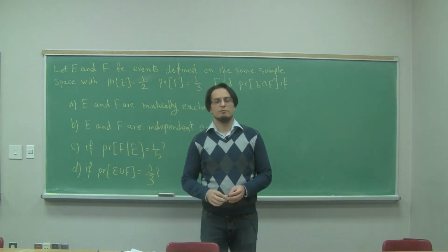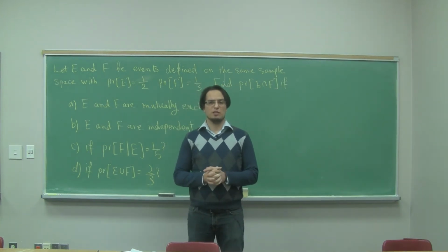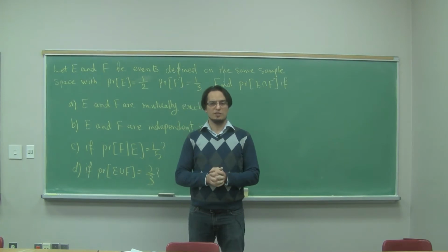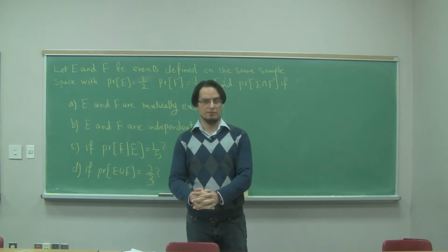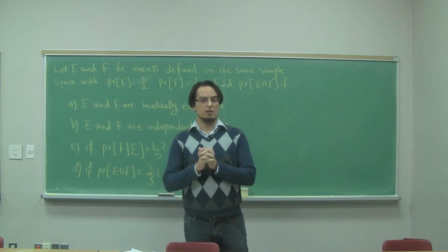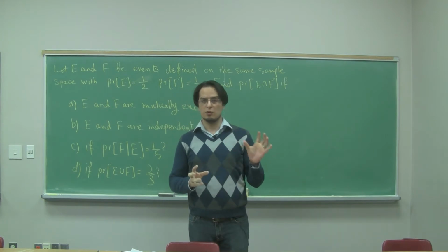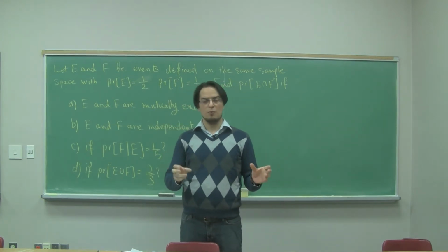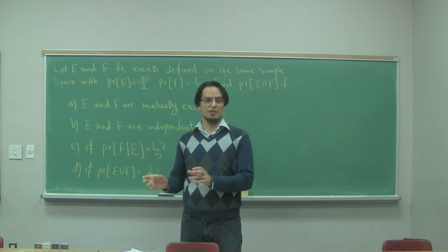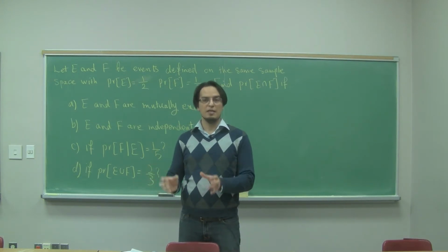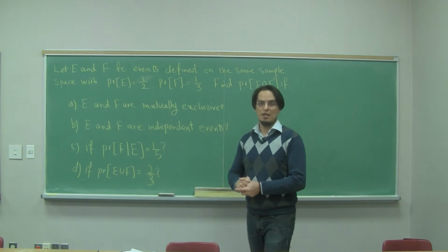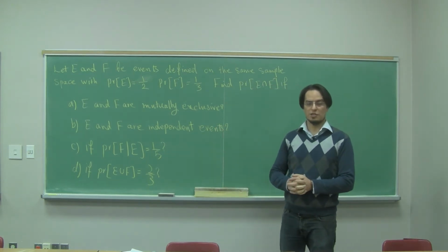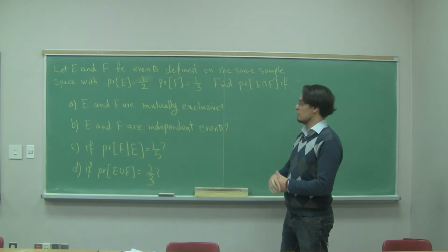Hello, in this video I'm going to solve an example in which we find the probability of the intersection of two events, knowing the probability of each event and another piece of information. One thing to know is that just knowing the probability of E and the probability of F, we cannot determine the probability of E intersection F. We need another piece of information. And in this example, we will see how we can get that intersection knowing another piece in different situations.